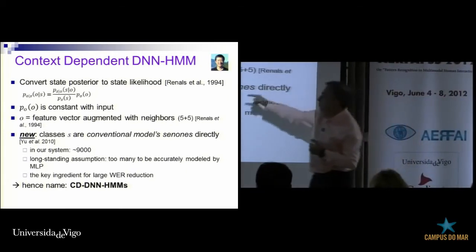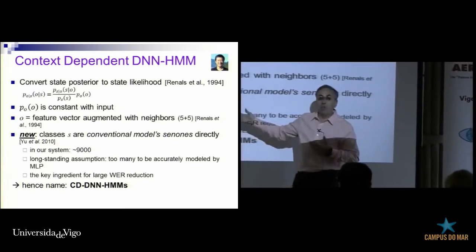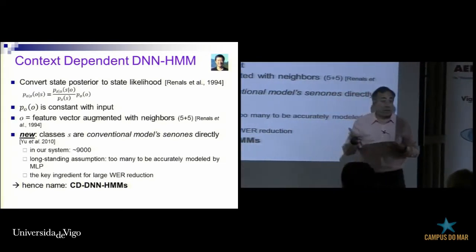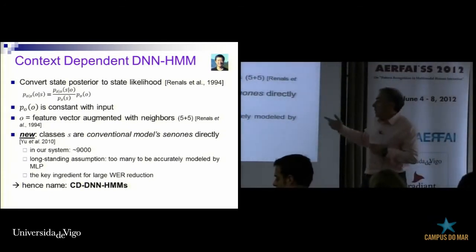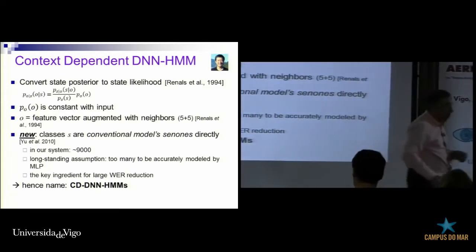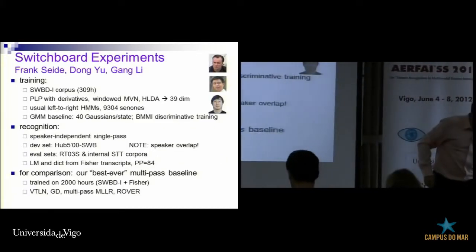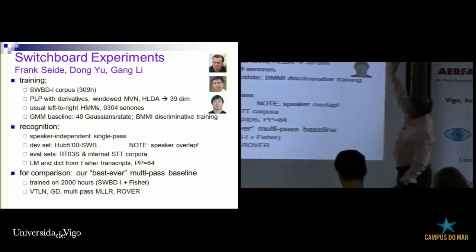So this is what we do. It turns out that we can use more. We had 6,000. We can use more with this technique than what we had before because it's a different model. And this is the new name. So how well does this work? Well, before let me describe a little bit of the experiments. Here are some of the folks.